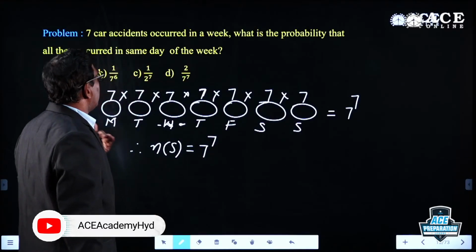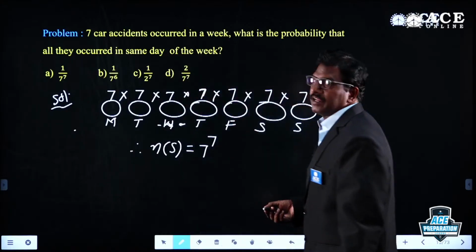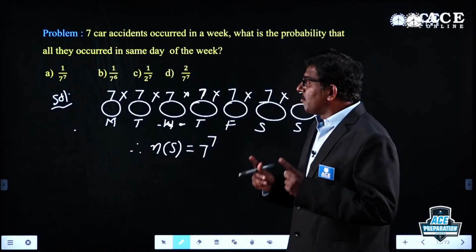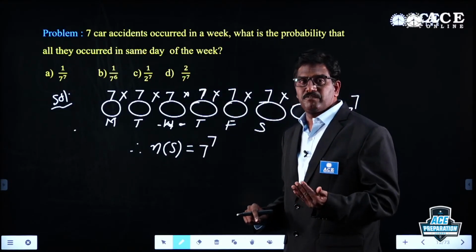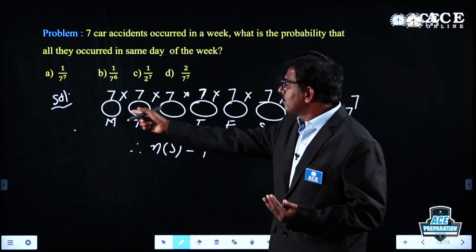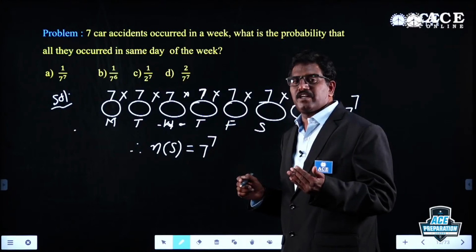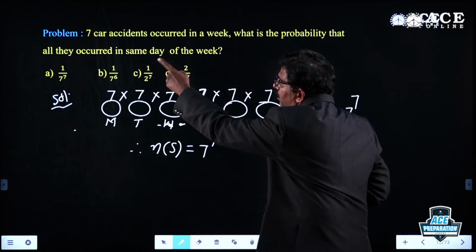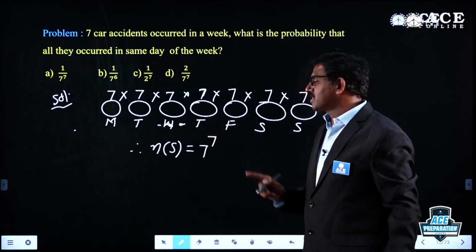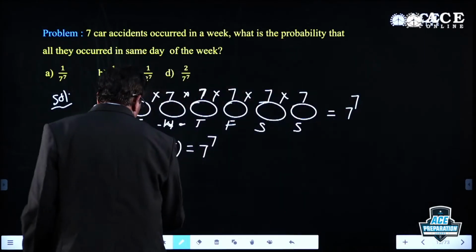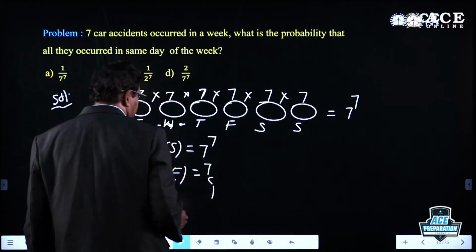Now the numerator always comes from the question. What is the probability that all of them occur on the same day of the week? For all the 7 accidents, we have to choose 1 day out of 7 days. So how many days are available? Monday to Sunday, 7 days are available. We have to choose one day among 7 days. That is n of e, which is nothing but 7c1.